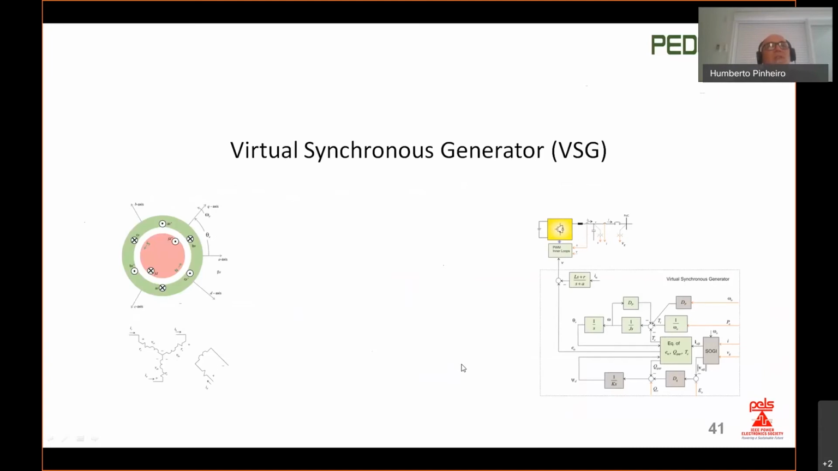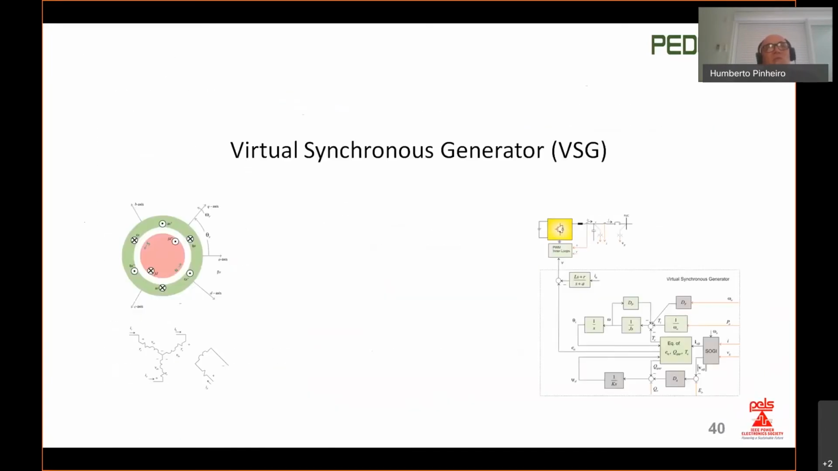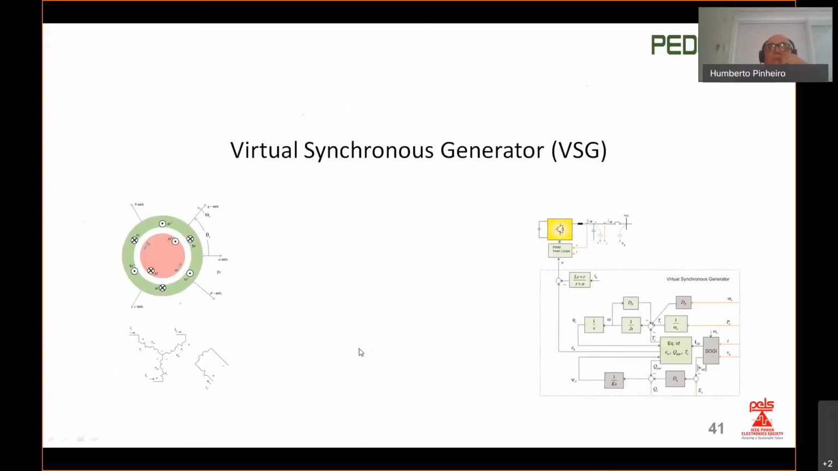Okay, so with this preliminary analysis, we finished this Droop, and then we move to a second type of primary controller, that is the virtual synchronous generator. Virtual synchronous machine is a broad term, and it covers several implementations that mimic the synchronous machine dynamics using a static converter and its controller.